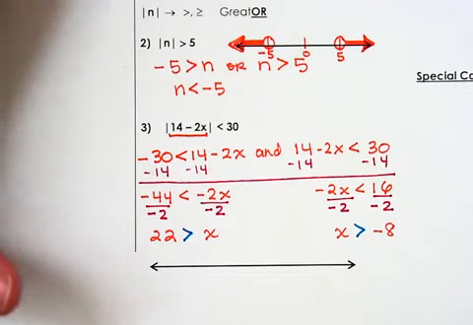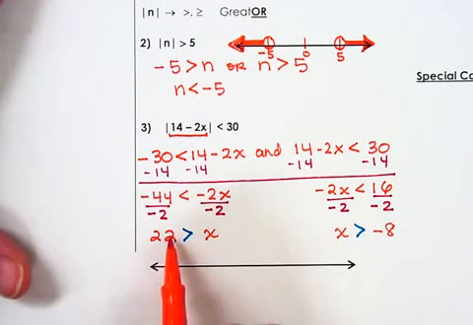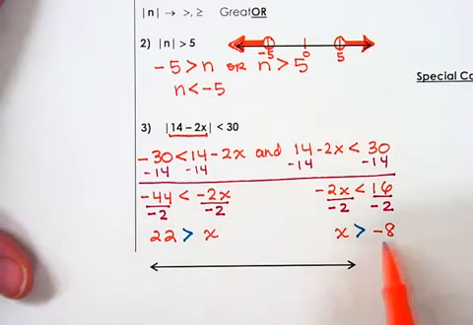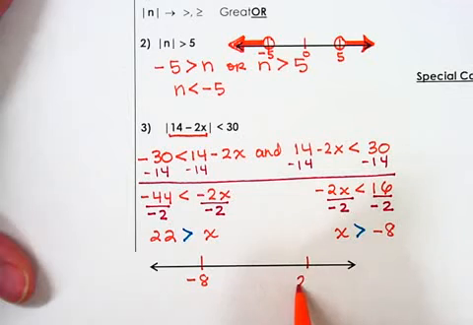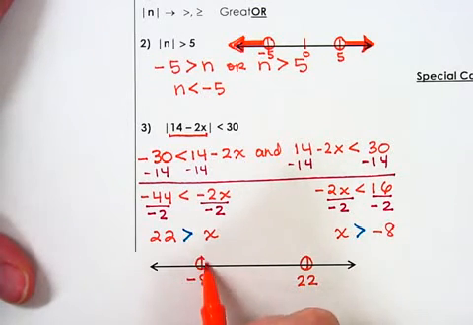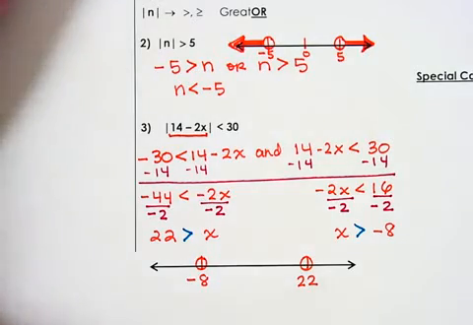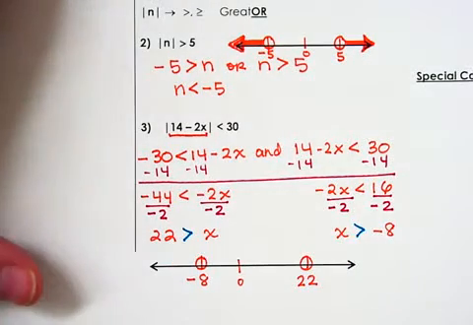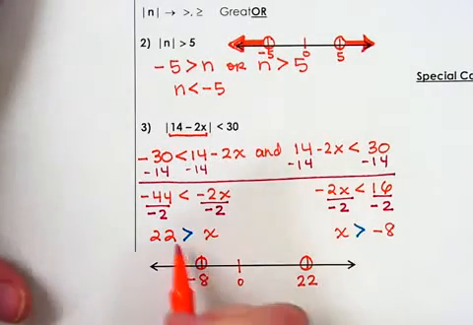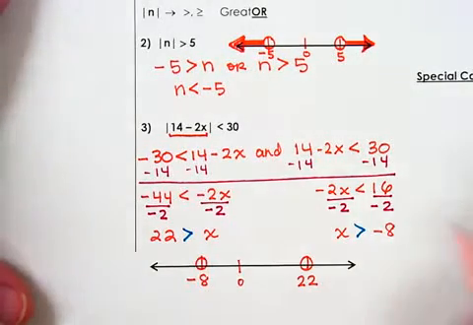But take a look what happened. Even though it switched directions, now I have a positive 22 and a negative 8 here. So when I graph on my number line, negative 8, positive 22, they're both open circles. So I want to make sure they're on the correct side of 0. And then if it helps, we can flip this one around if that helps you think about what's going on.